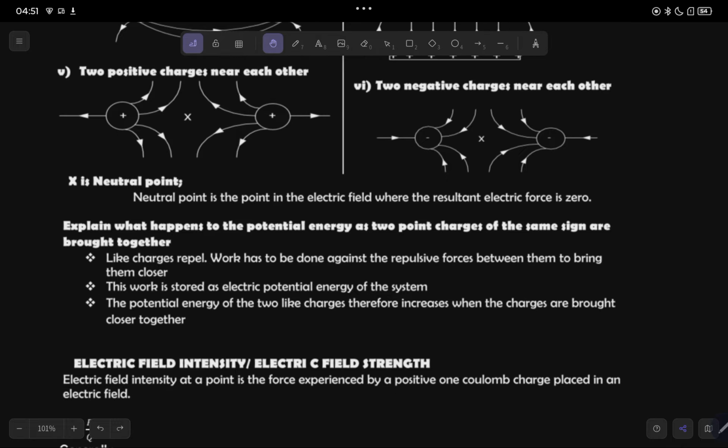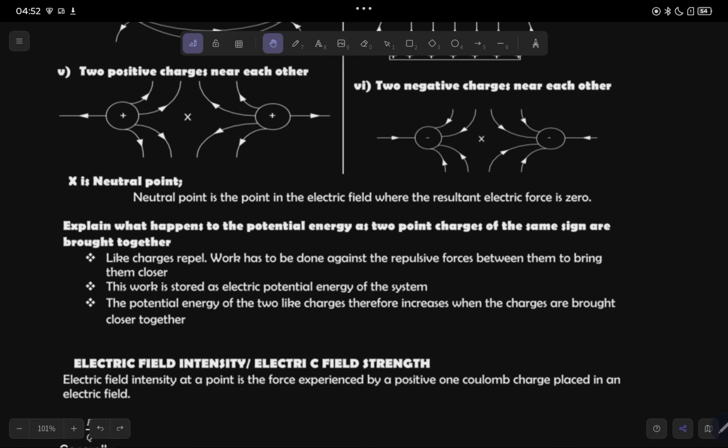What happens to the potential energy as two point charges of the same sign are brought together? When we bring these together, of course, since they are similar, the two charges will repel. So you have to do work against the repulsive forces between the two charges. So as you bring them closer, work is done. Now this work, by the principle of conservation of energy, we can neither create nor destroy energy, but simply transform it from one form to another. So as you try to bring the two charges together forcefully against the repulsive force between them, the work which is done is stored as electric potential energy of the system where those charges exist.